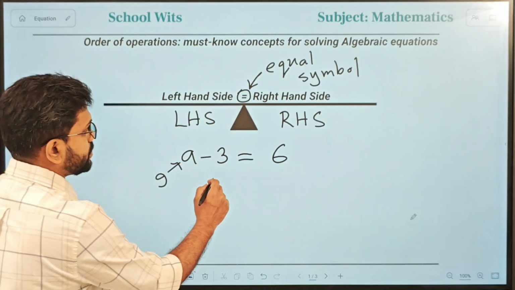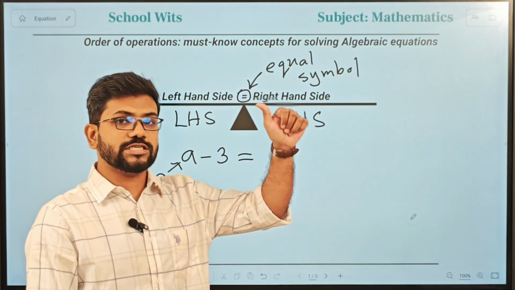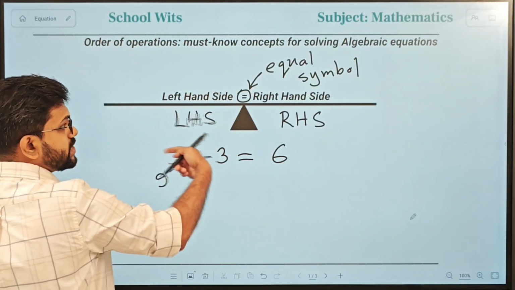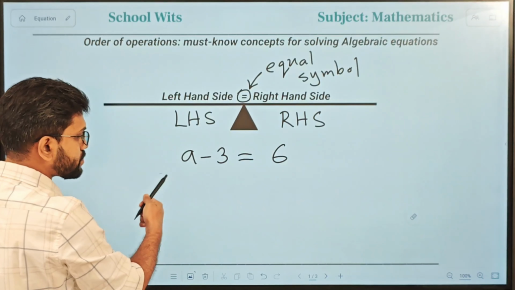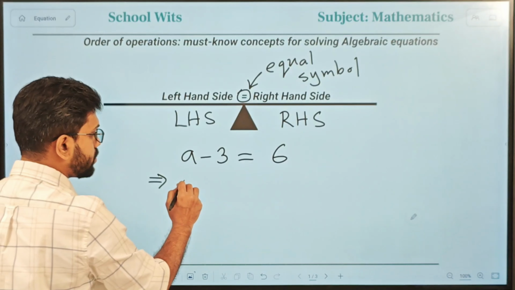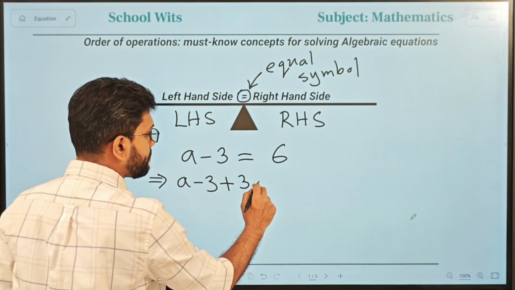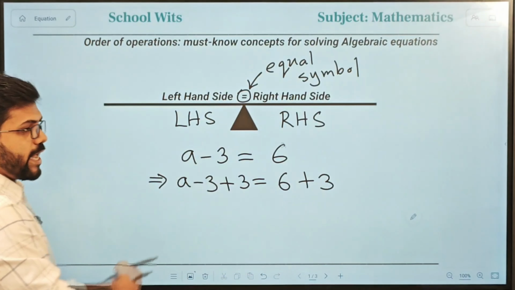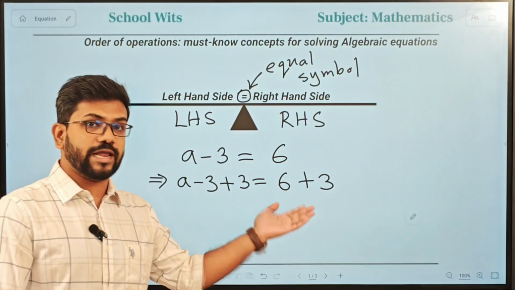The next thing you need to know here is that you can do four operations on equation: addition, subtraction, multiplication, and division. What you do on one side has to be done on the other side as well. So if I want to add 3 on both sides, we can write a minus 3 plus 3 and 6 plus 3 on the other side. As we added 3 on both sides, this equation is still balanced.